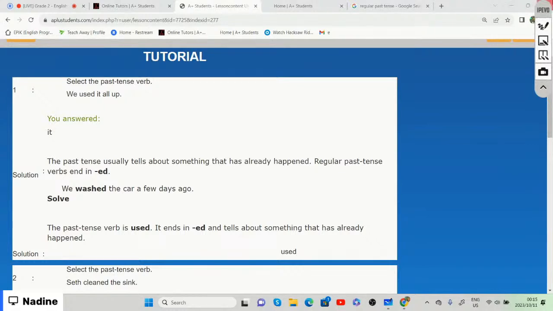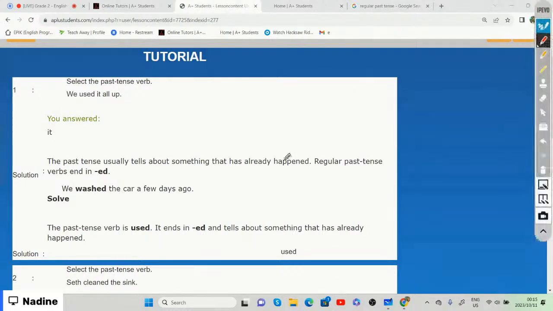All right, so if we now select our past tense verb within the sentence that says we used it all up, then we're going to choose used. So used is our past tense verb, and it also ends in ed, or basically d, and it tells us something that has happened already. So something that has already happened.